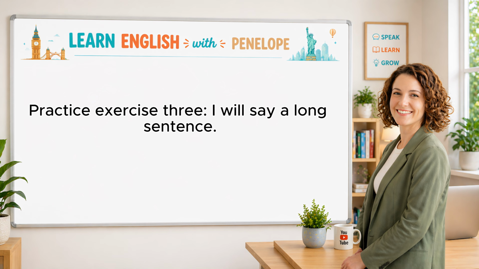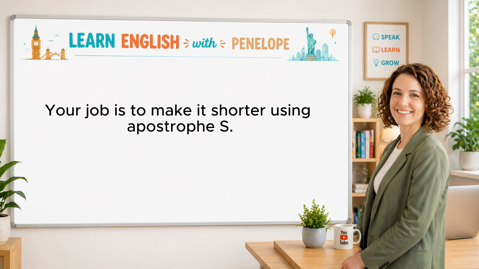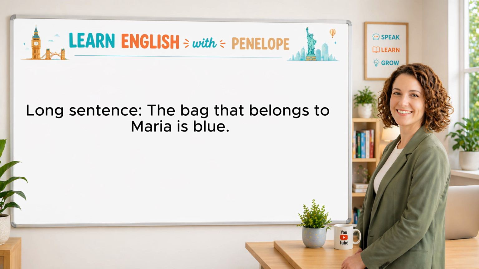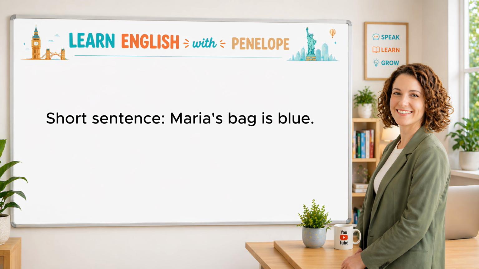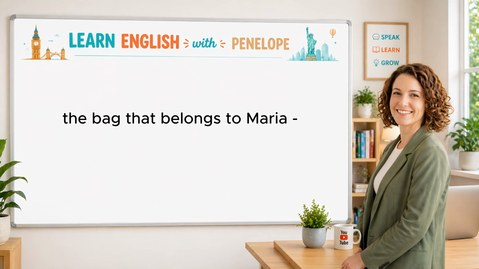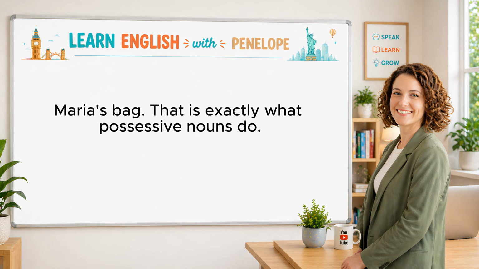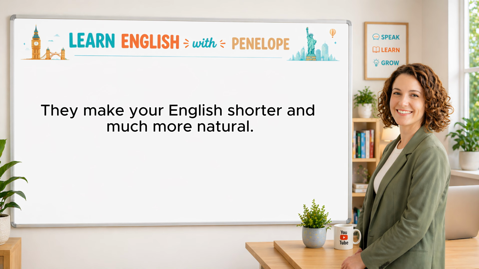Practice exercise 3. I will say a long sentence. Your job is to make it shorter using apostrophe S. Long sentence. The bag that belongs to Maria is blue. Short sentence. Maria's bag is blue. You see, we take the long phrase, the bag that belongs to Maria, and we make it short and natural, Maria's bag. That is exactly what possessive nouns do. They make your English shorter and much more natural.